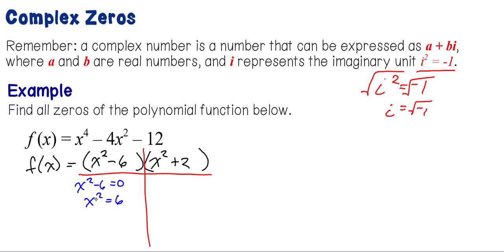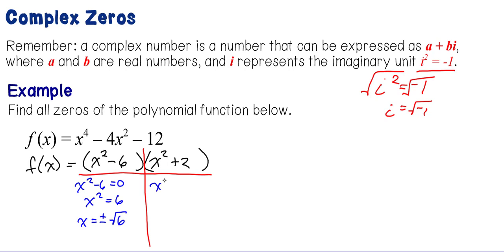And then remember, when we take the square root of something, it becomes a plus or minus, because when we square it, regardless of if it's positive or negative, we're still going to get a positive number. So the answer is going to be x equals plus or minus the square root of 6. So that would be 1, 0.